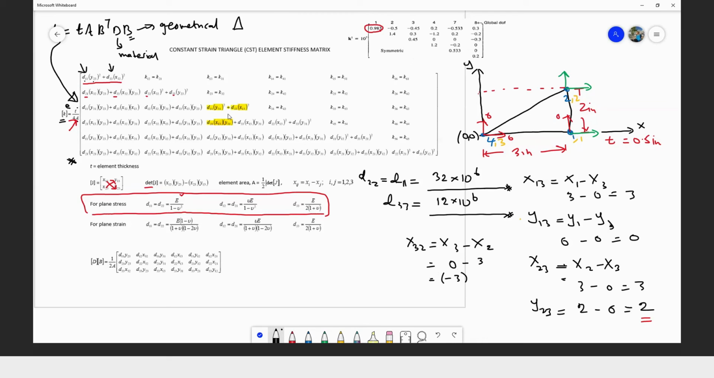If you plug this number into this equation, for the first element, I just write it here, we have 32 times 10 to the power of 6 multiplied by 2 squared, plus 12 times 10 to the power of 6 times negative 3 squared. If you solve these numbers, the result should be equivalent to the one that we have on top here.